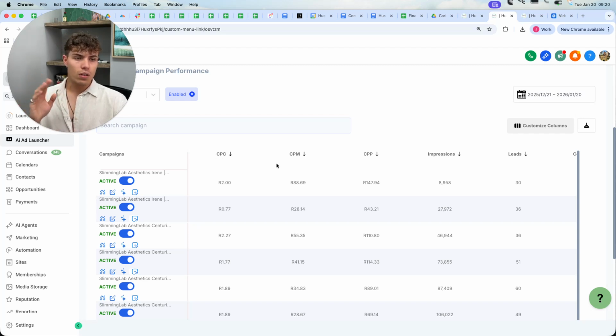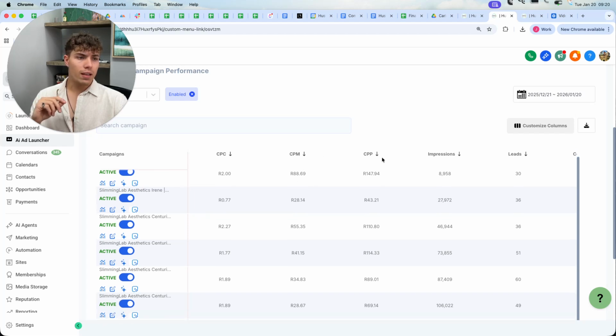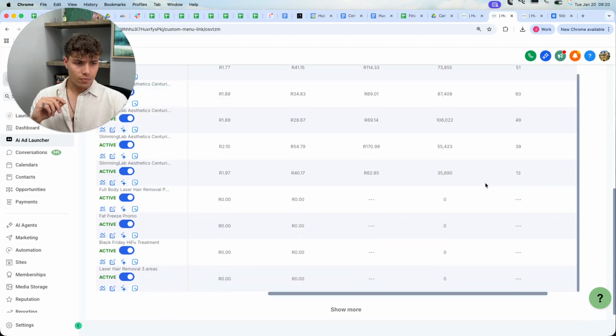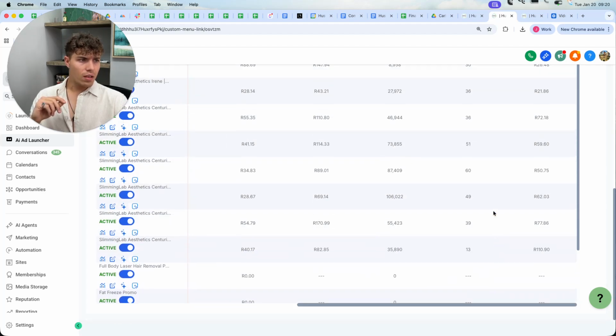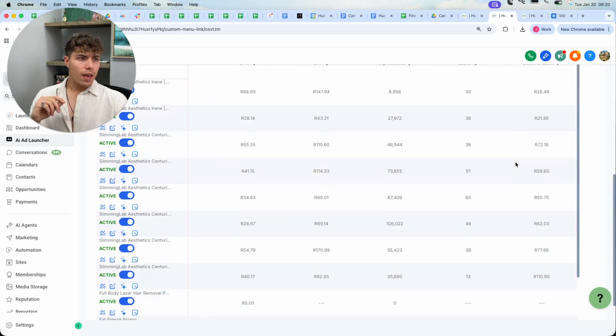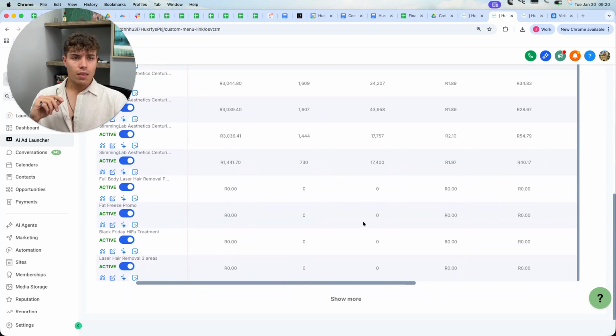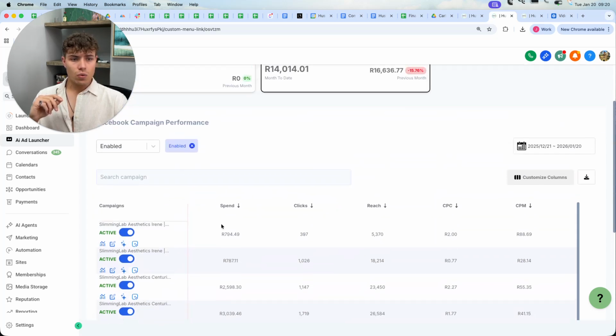That is not good. Again, the CPM is cost per mille. I've already explained that. Cost per purchase, same thing. Impressions, same thing. Let me just make sure that we have the right metrics over here. And then the cost per lead we already spoke about as well. So the other things that we can look at is your total spend, your total clicks, your reach, and then the rest of them I already explained.